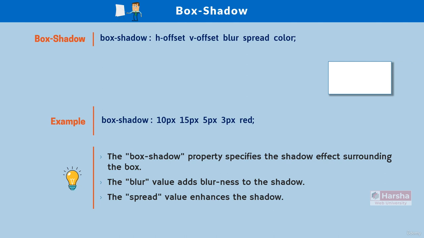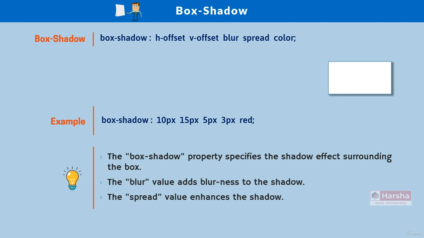Finally, last but not the least, you can specify the color of the shadow. By default, the shadow color will be same as text color. For example, if the text color is black, by default you will get black color. But you can specify any color as a shadow color.